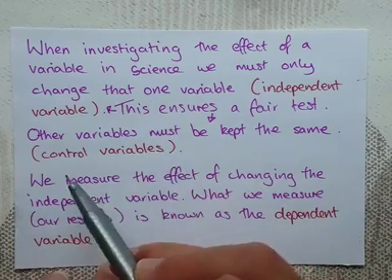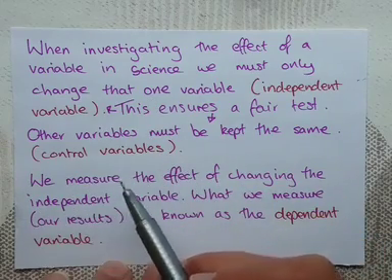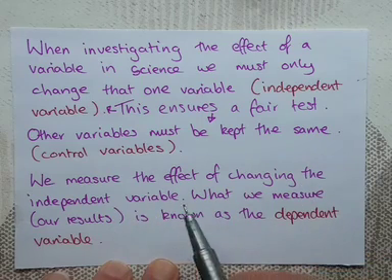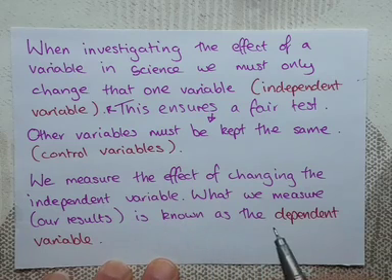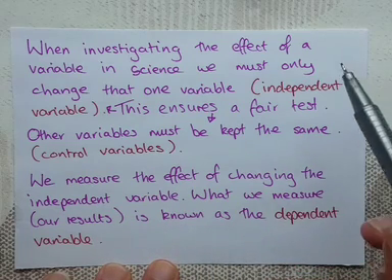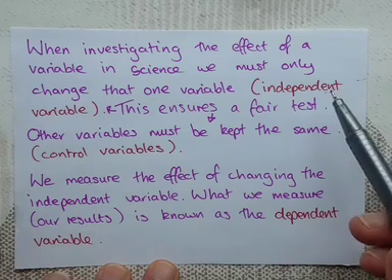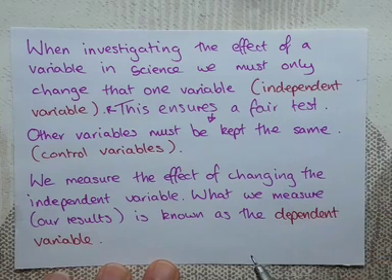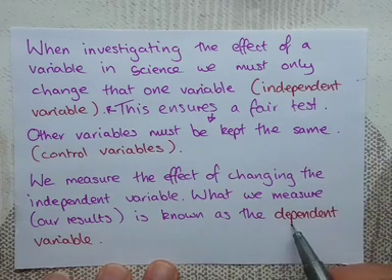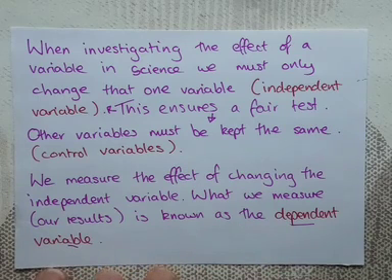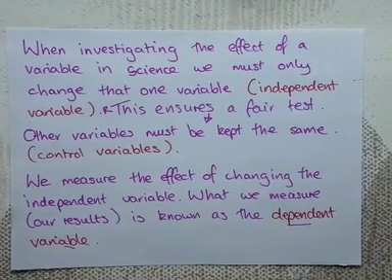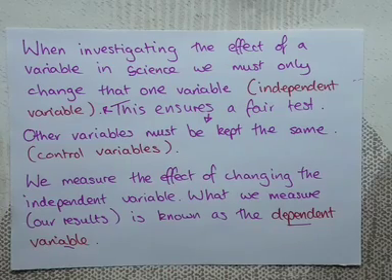We're changing one thing, we're keeping everything else the same, and we're measuring the effect of changing the independent variable. What we measure, so our results, the thing that we measure, is known as the dependent variable. So the thing you change is the independent variable. Things you keep the same are the control variables, and what you measure is known as the dependent variable. We'll look at that in more detail when I show you my little home experiment that you can try. Like I say, you might need to pause this video a few times, make sure you've taken everything I have written down in this video down in your notes.